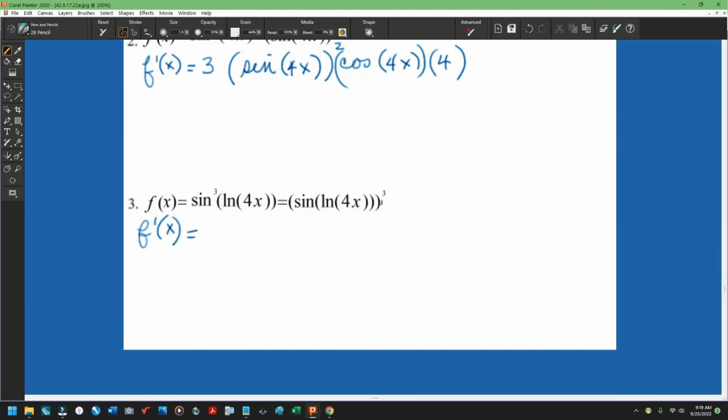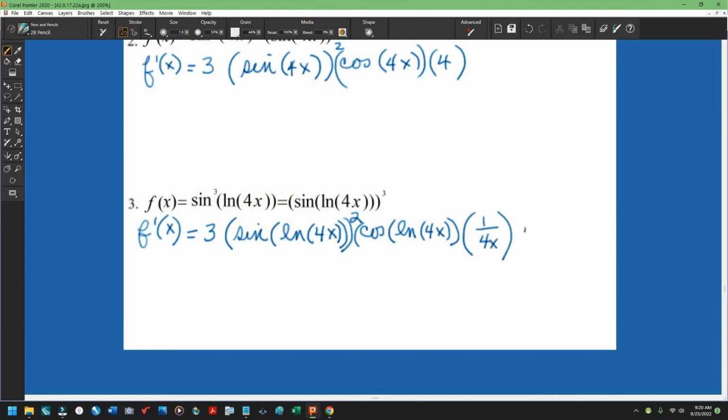The derivative is the derivative of the outer evaluated at the inner times the derivative of the inner times the derivative of the new inner times the derivative of the new inner.